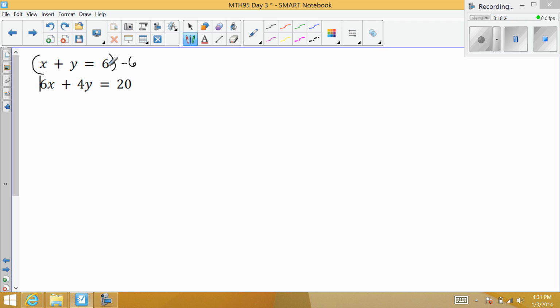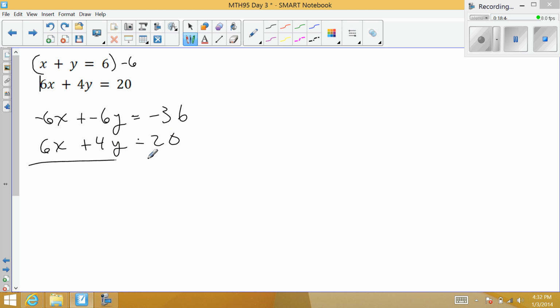So if I multiply the first equation by negative 6, that turns into negative 6x plus negative 6y equals negative 36. So be careful. It's really easy to forget to multiply the right side of the equation. The second equation, I can just take as it is, 6x plus 4y equals 20. And now when I add the two equations together, my x's are going to cancel out. Negative 6y plus 4y is negative 2y. Negative 36 plus 20 is negative 16. Divide both sides by negative 2, I get y equals 8.